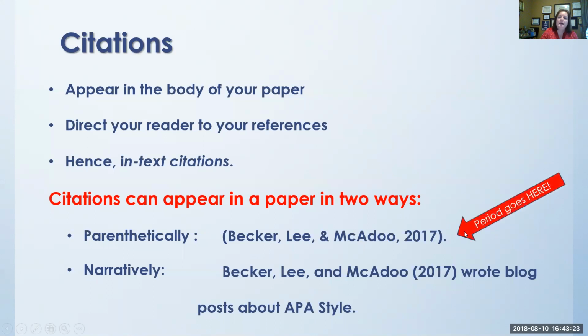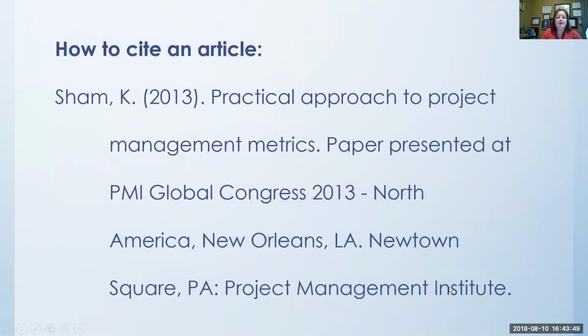And again, at the very end, you always have a period. Please don't put your period before the parentheses. I know it sounds odd, but this is the way APA format is written. So your period always goes after. Just think of this parenthetical citation as being part of your complete sentence, and so just make sure the period follows that parenthesis. This is how you would cite an article.